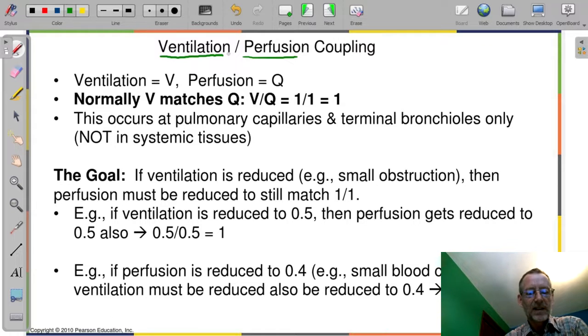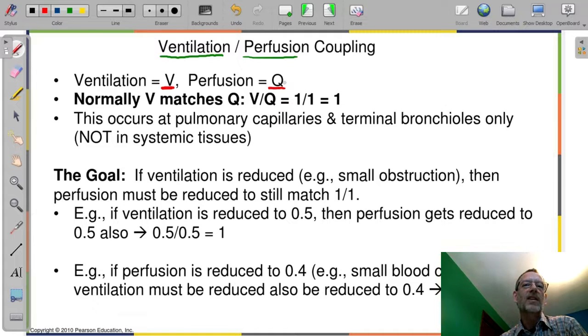And the idea is, well, here, ventilation is just denoted with a V. That makes sense, V for ventilation. Perfusion uses a Q. Don't ask me why. If I were to do it, I may have said P for perfusion, but it's Q for perfusion. And normally, ventilation and perfusion are matched. There's no units to this. It's all relative, and it's the idea that you want them to be matched.